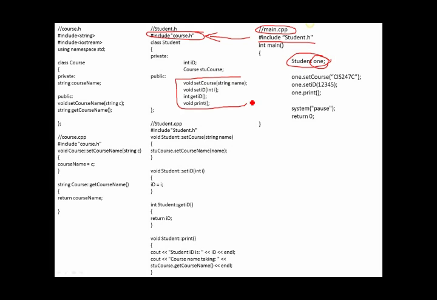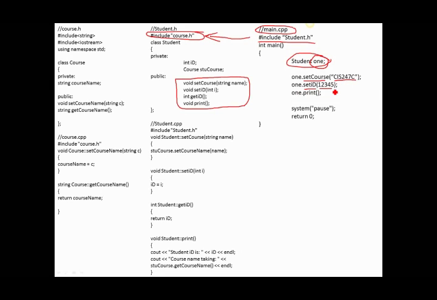So here are all the functions that are in the student class. In this case, I'm calling set course. I'm setting the course to CIS247C. And I'm setting the ID for the student object 1 as 1, 2, 3, 4, 5. And then I'm calling the print function from the student object.